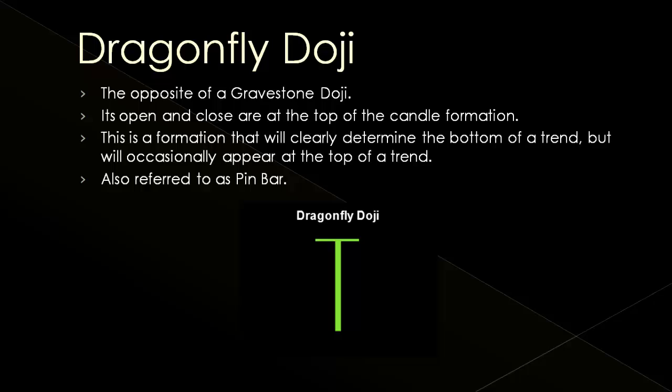Let's take a look at another one. The dragonfly doji is the opposite of a gravestone doji. Its open and close are at the top of the candle formation. This is a formation that will clearly determine the bottom of a trend, but will occasionally appear at the top of a trend too. It is also referred to as a pin bar. Dragonfly dojis normally occur at the bottom of a downtrend, or at the end of a downtrend. The candle opens, price moves downwards, it then moves back upwards before the candle closes, and then you can expect price to start moving upwards. That's it for dojis.